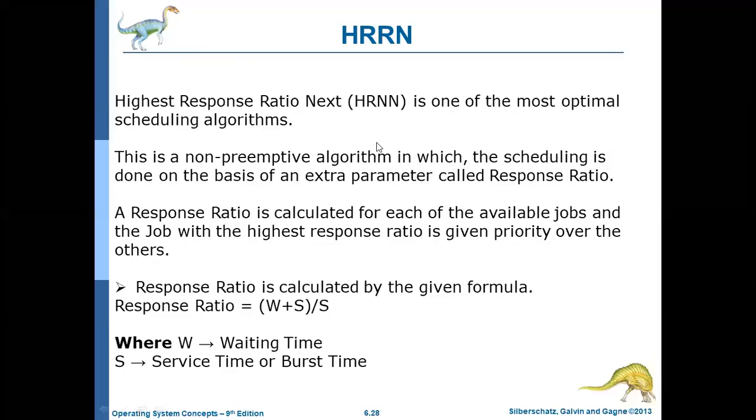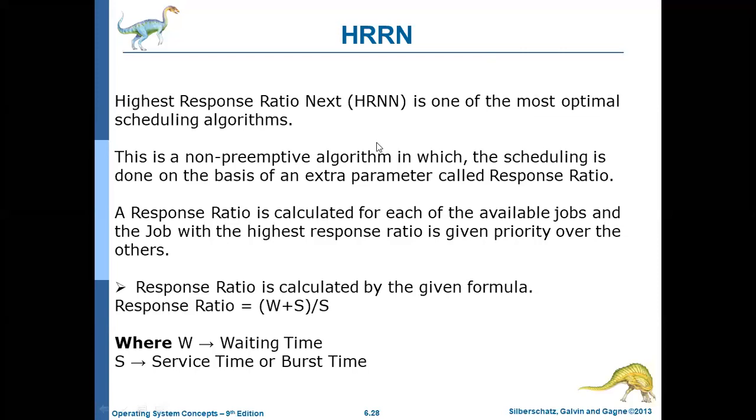HRRN is one of the most optimal scheduling algorithms, which is a non-preemptive algorithm in which the scheduling is done on the basis of an extra parameter called the response ratio. A response ratio is calculated for each of the available jobs, and the job with the highest response ratio is given priority over other processes. This response ratio is calculated by using the given formula.